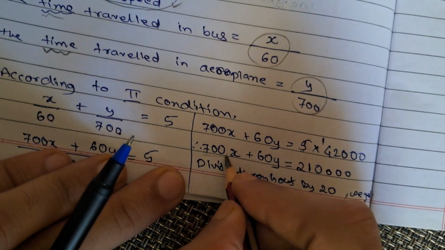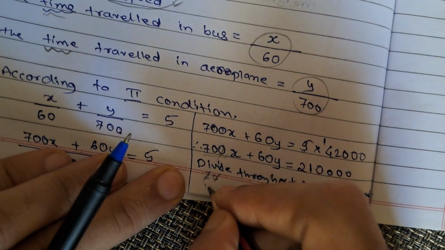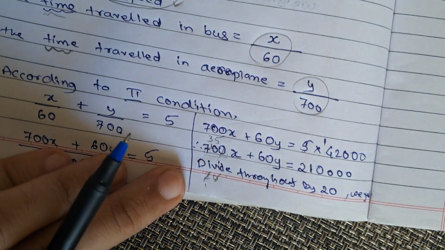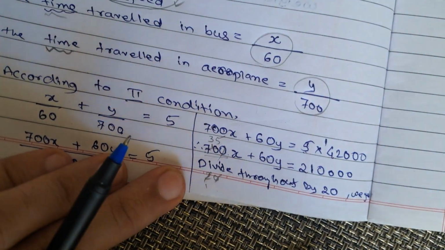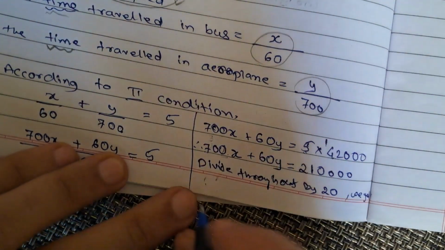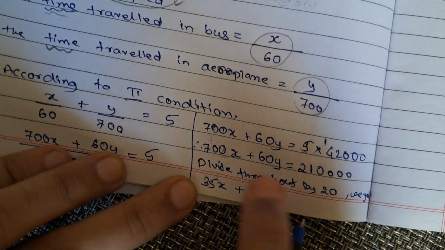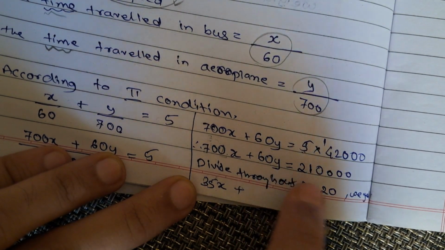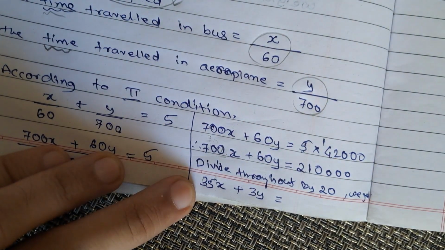So if I divide this by 20, what will this give me? 0 0 will get cancelled. 2 1s are 2, 3s are 6, 7 1 carry, 2 5s are 10. So it will become 35, isn't it? 35. So let me just write like this. So this will ultimately give me 35x. This will be a simpler one. If I divide this by 20, 0 0 will get cancelled, and 2 1s are 2, 3s are 6. It will become 3y equals to.